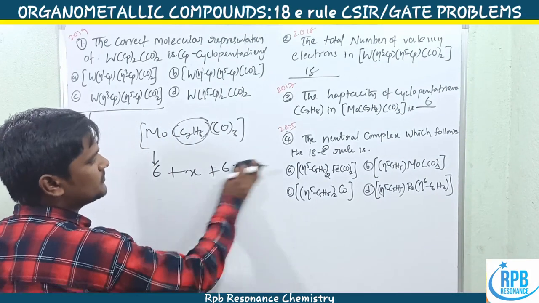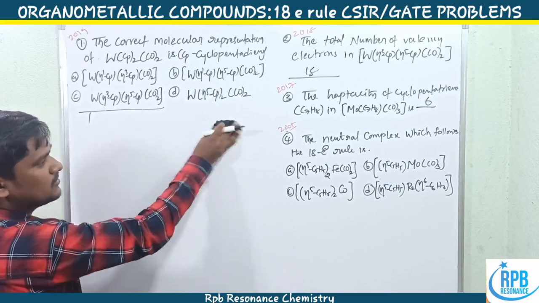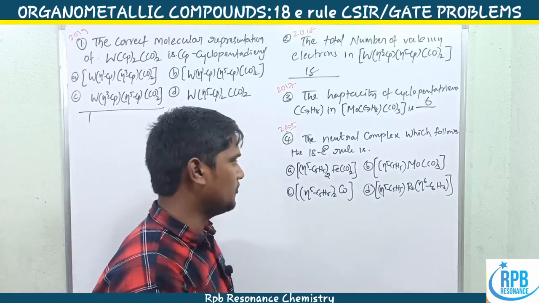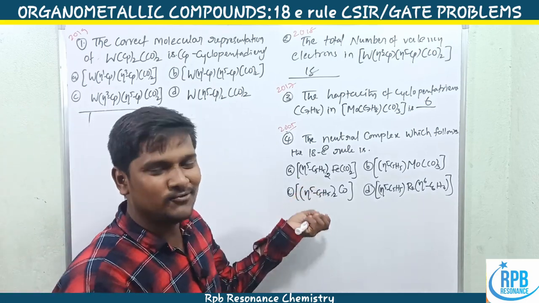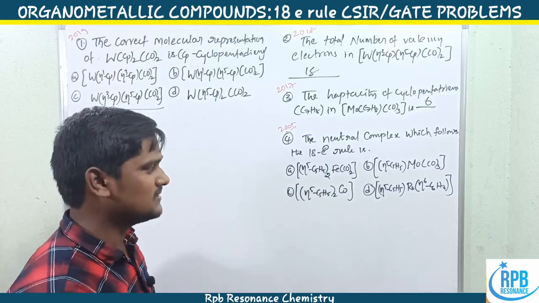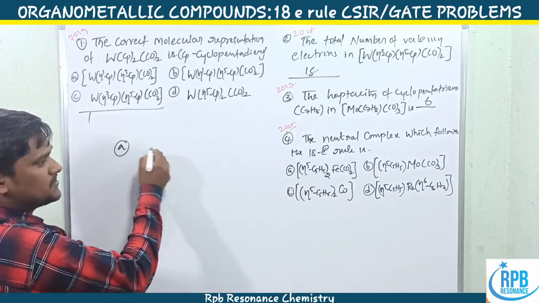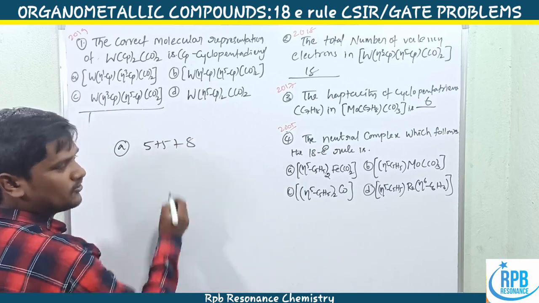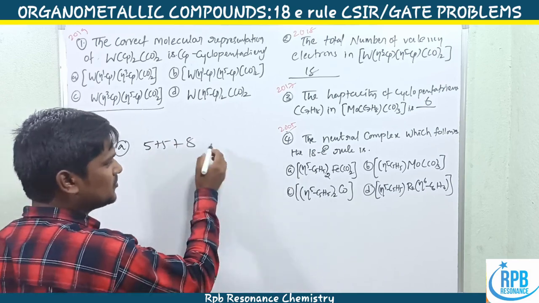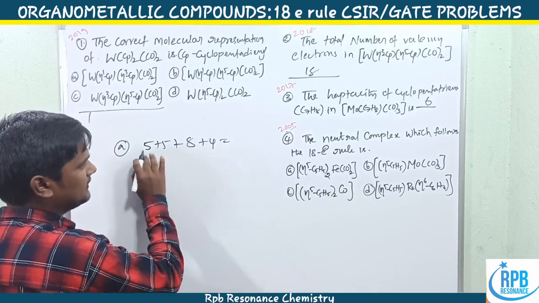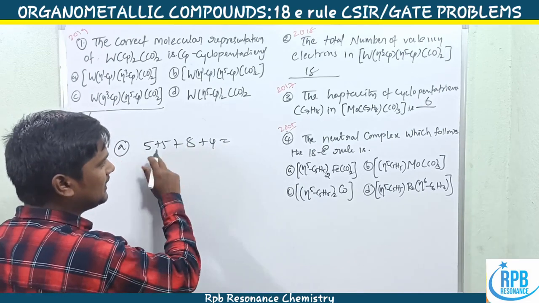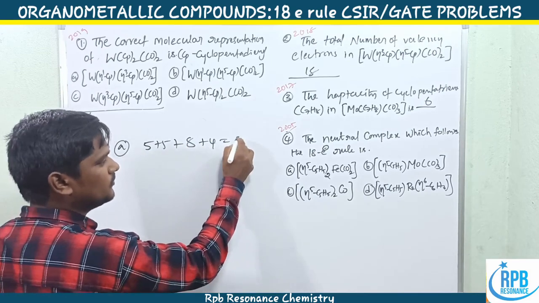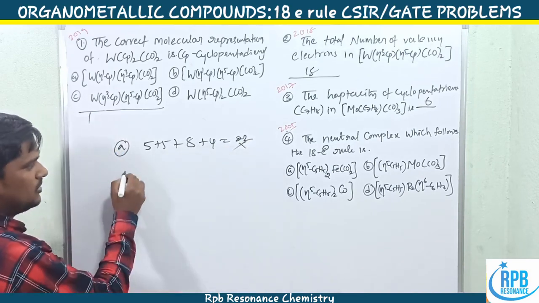Now, the final question in this session. Which neutral complex follows the 18 electron rule? Among the four options, just calculate each. For option A, eta 5 two times, that means 5 plus 5, plus iron, 8 electrons, s2 d6. Then 2 carbonyls are 4 electrons. So 10 plus 8, 18, plus 4, 22 electrons. It is not possible.